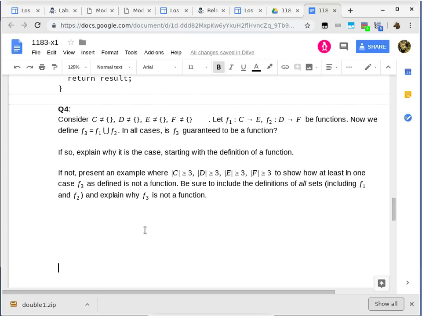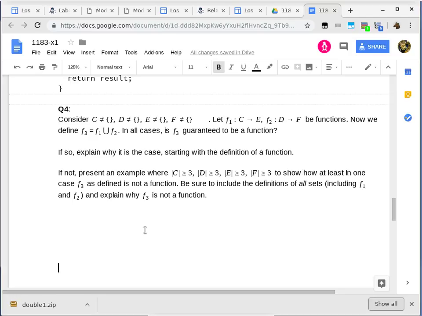So what do you think? Is F3 guaranteed to be a function? Yep. So the union is going to have one element in the domain mapped to two things in the codomain. Okay, so now it's time to come up with the counterexample.